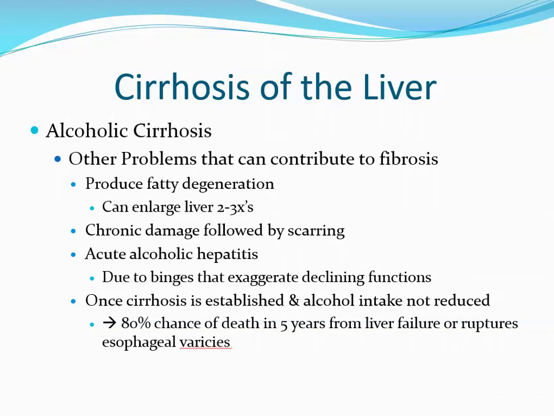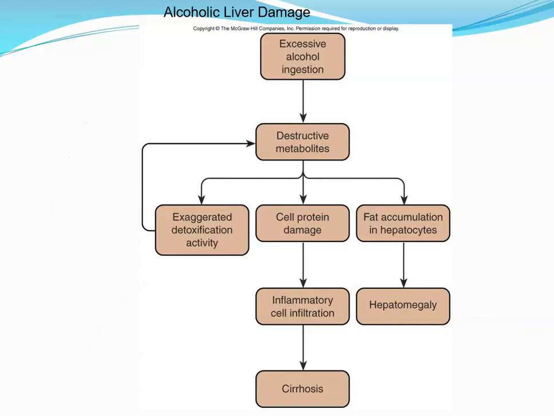Once cirrhosis is established and alcohol intake is not reduced, there is an 80% chance of death in 5 years from liver failure or ruptured esophageal varices. And this is showing the schematic for alcohol ingestion and how it leads to cirrhosis.